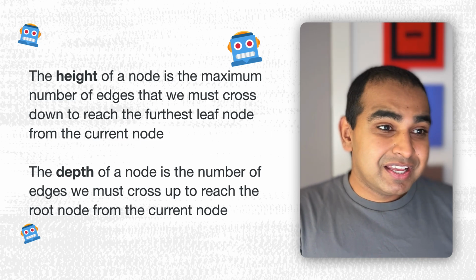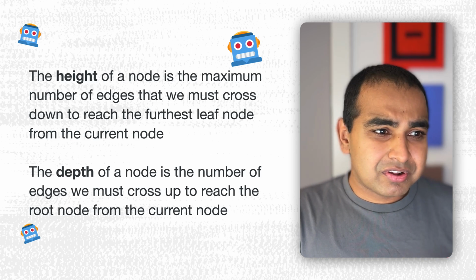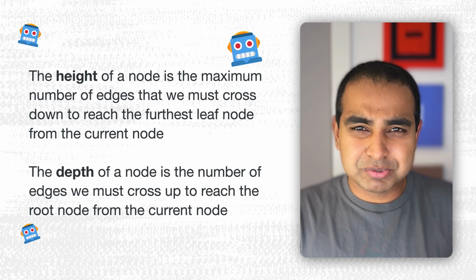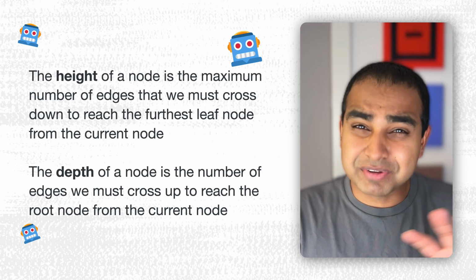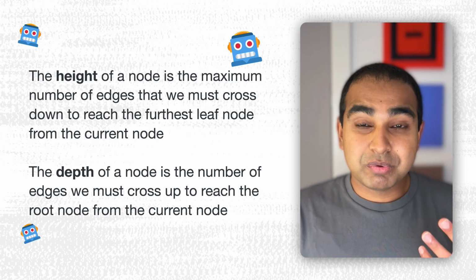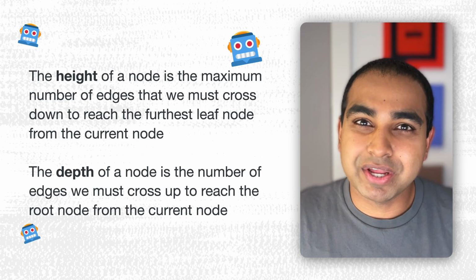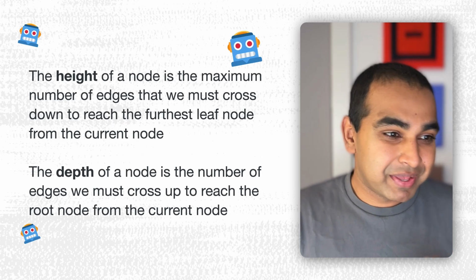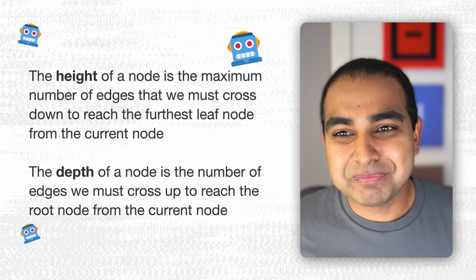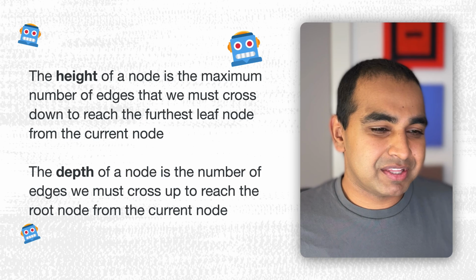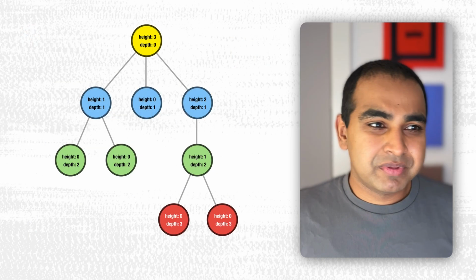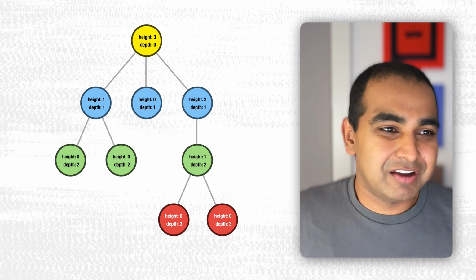The height of a node is the maximum number of edges that we must cross down to reach the furthest leaf node from the current node. These descriptions, I'm reading them because it's how you're going to be seeing them formally described in many textbooks and in classes. But when we look at a visual later on, we'll be able to see what they actually mean in an easier way. The depth of a node is the number of edges we must cross up to reach the root node from the current node.